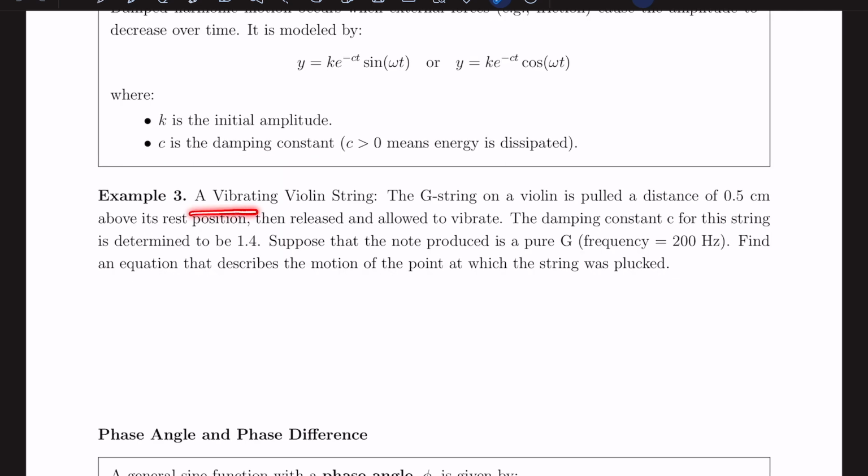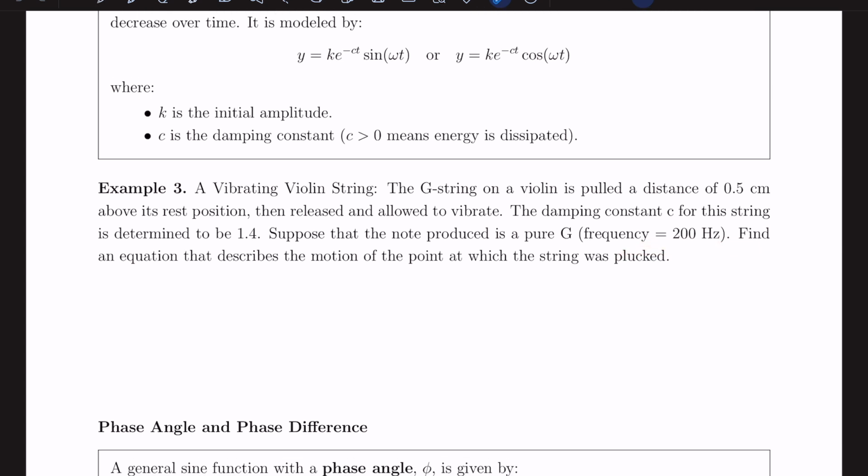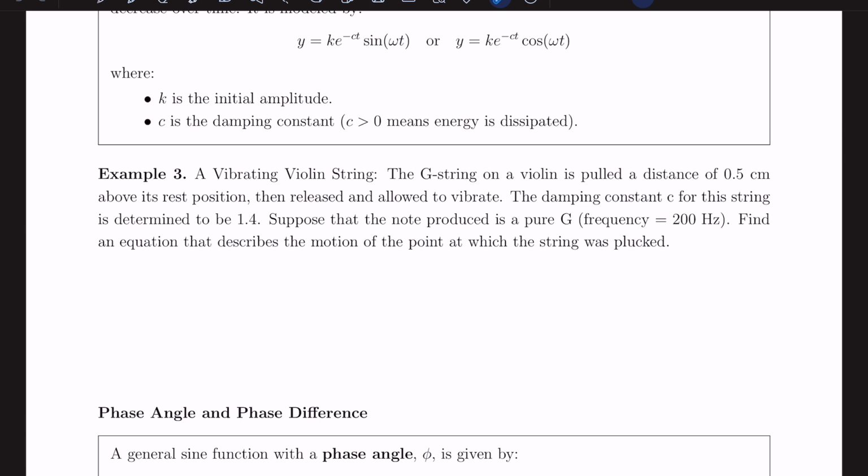And let's look at a vibrating violin string. So we're going to pluck the string about 0.5 centimeters from its rest position and release and allow it to vibrate. They've determined for this violin at least the damping, the C for this, to be 1.4. Suppose that the note produced is a pure G, which is 200 hertz for those who are really deep into music theory. Find the equation that describes the motion of the point at which the string is plucked.